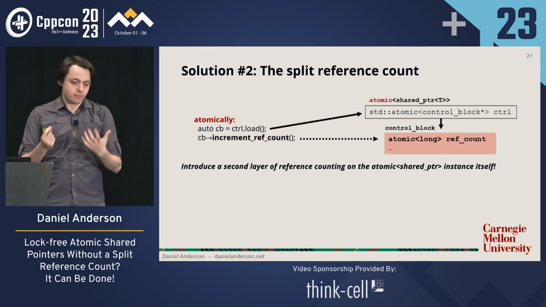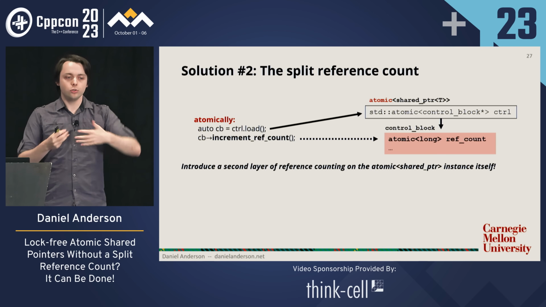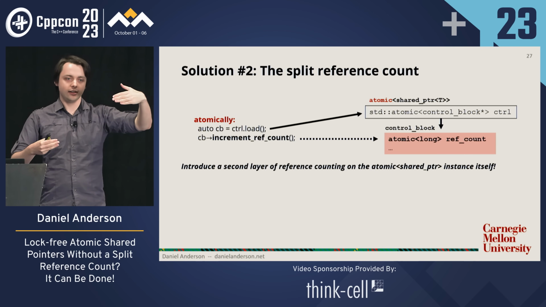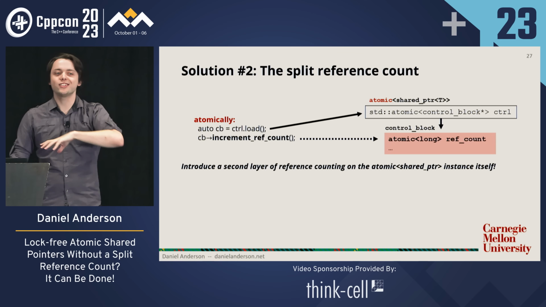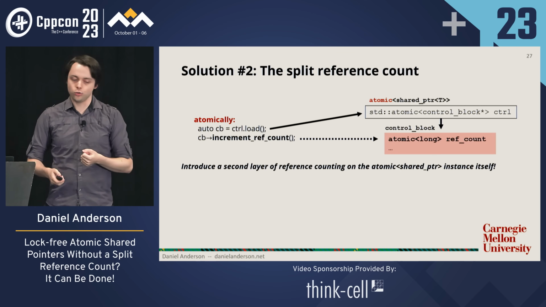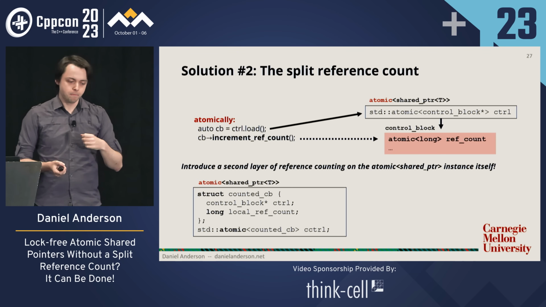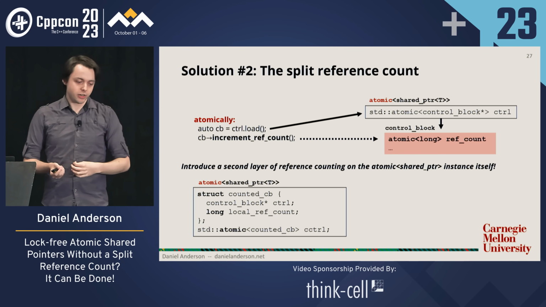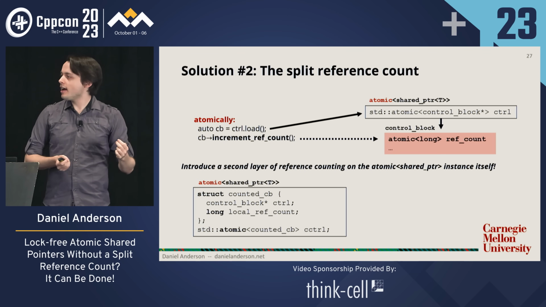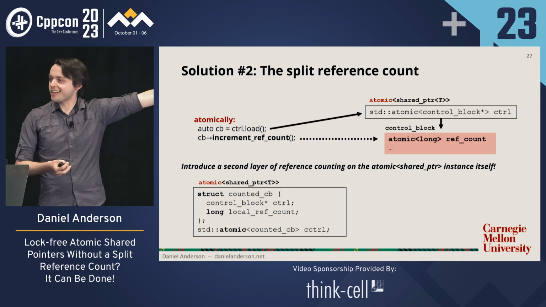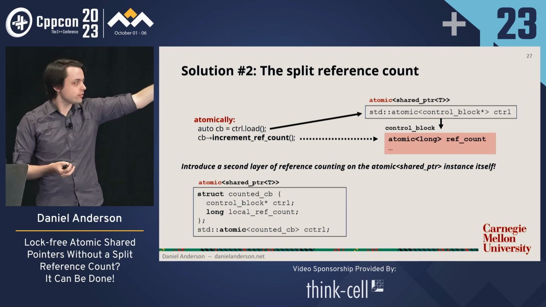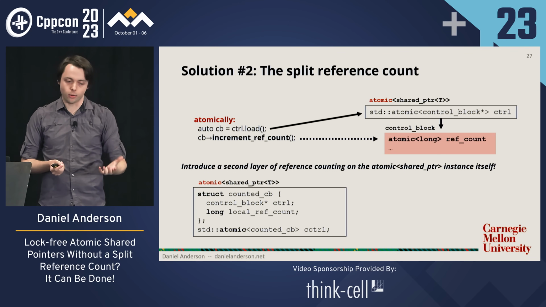But the big idea is that we are going to use a second layer of reference counting local to the atomic shared pointer to protect the other reference count so that we don't get that use after free. Okay? So how we do this is we take our control block pointer and we pack it together in a struct with a local reference count. So that's the second layer of reference counting that we're putting in the atomic.